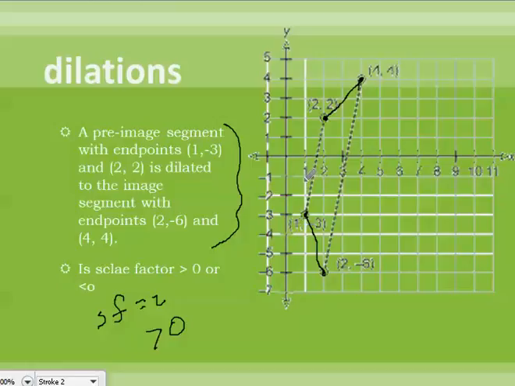Now, if it was less than 0, it would have been back over here somewhere, wouldn't it? Because that's a negative number that's less than 0, and that means it has to scale through the origin, okay? And you would get points like this, okay? This one over here just means that it got bigger, so it has to be greater than 1.